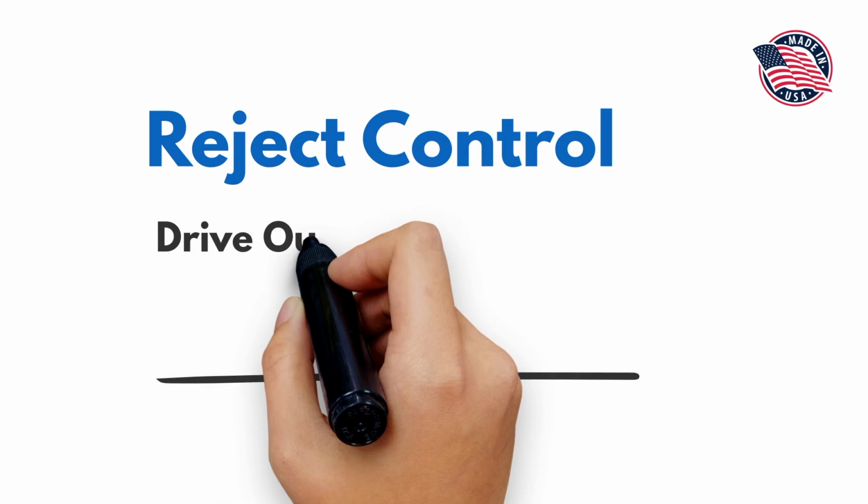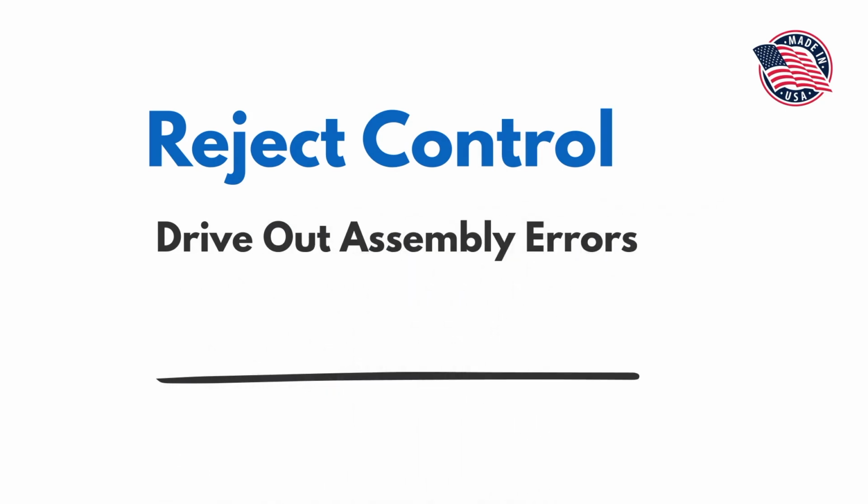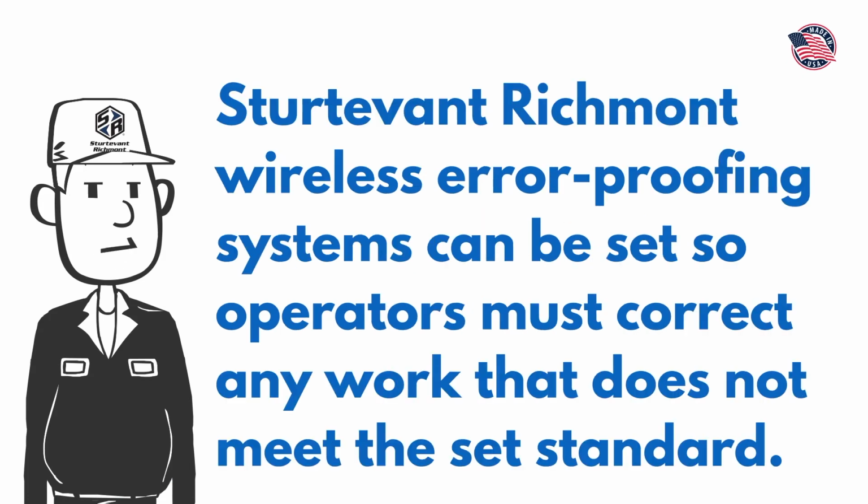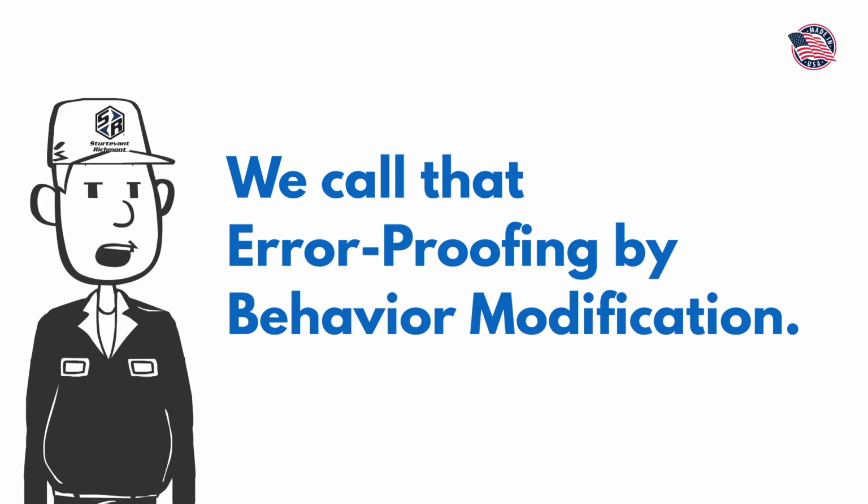Reject limit. You use error-proofing systems because you want to prevent errors, not make them. Sturtevant Richmont wireless error-proofing systems can be set so operators must correct any work that does not meet the set standard. We call that error-proofing by behavior modification.